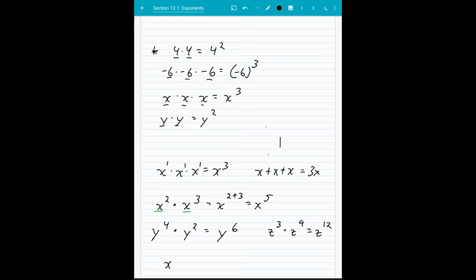Remember, if I have x to the second times x to the third, that will make x to the fifth. But if I have x to the second to the third power, we went over this way in the beginning, that makes x to the sixth power. So I kind of briefly went over that at the very beginning of the semester, but we're going to go over it in depth here in a second. So if you're multiplying the same base, then we go ahead and add the exponents.